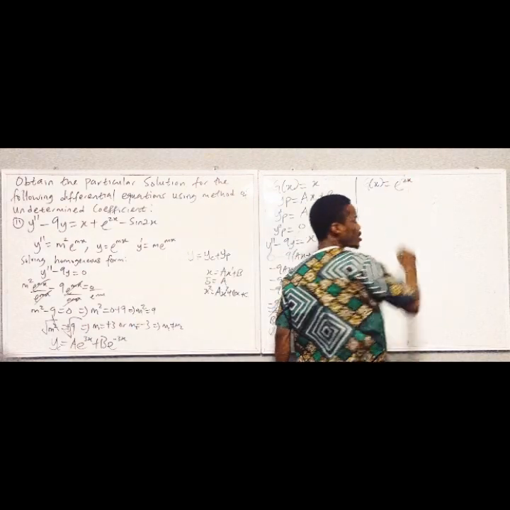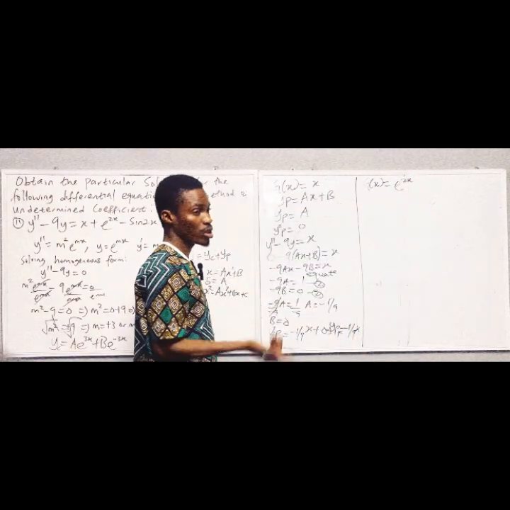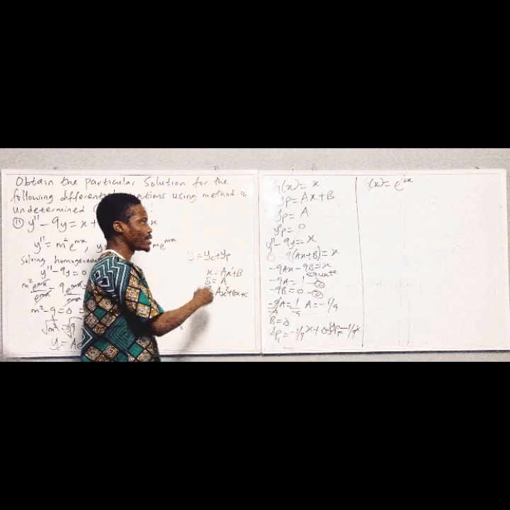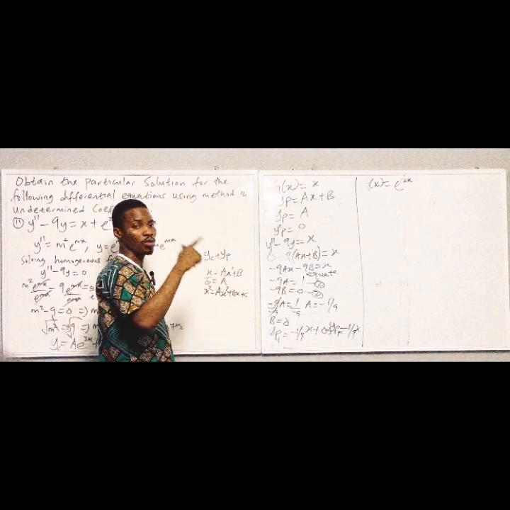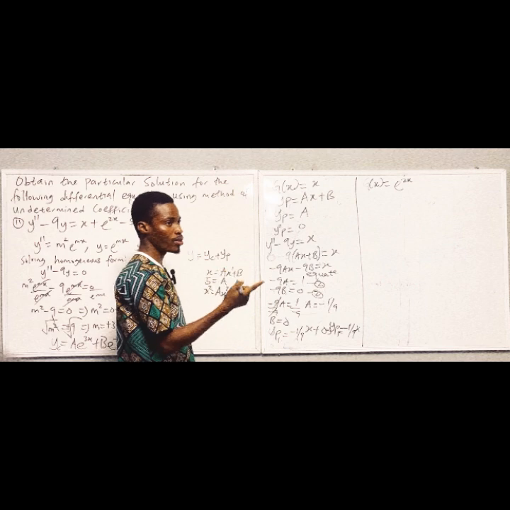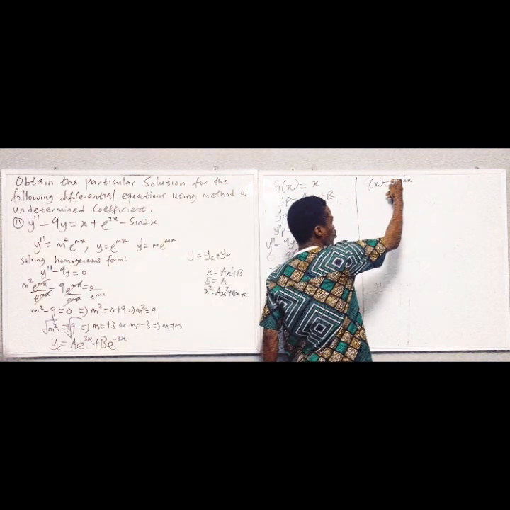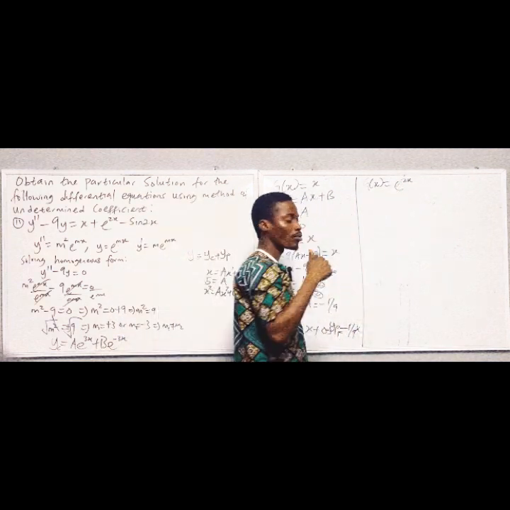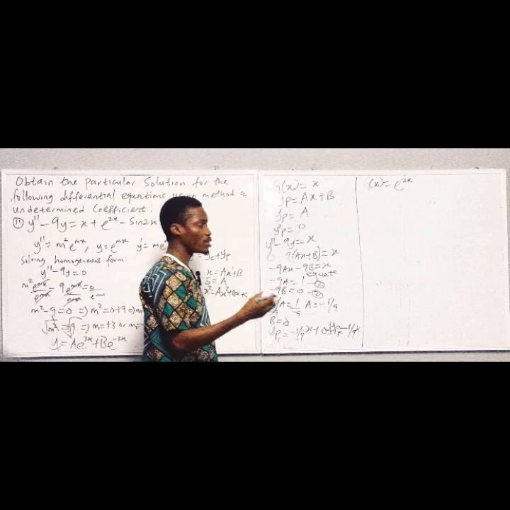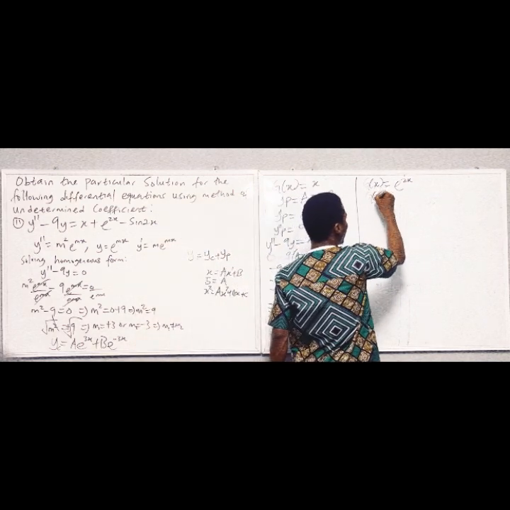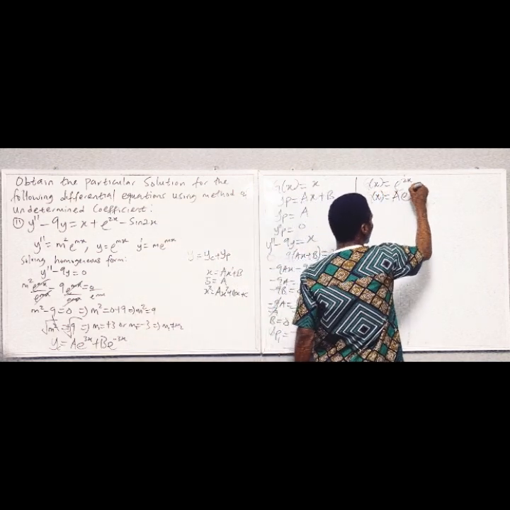Exponential 2x. So what is the complementary factor of exponential 2x? Remember that I said that whenever I have an exponential, I'm going to have that exponential as my complementary factor. But here, the coefficient of exponential 2x is 1. And whenever I have a constant, I'm going to have A. So I'm going to now have g of x is equal to A exponential 2x.